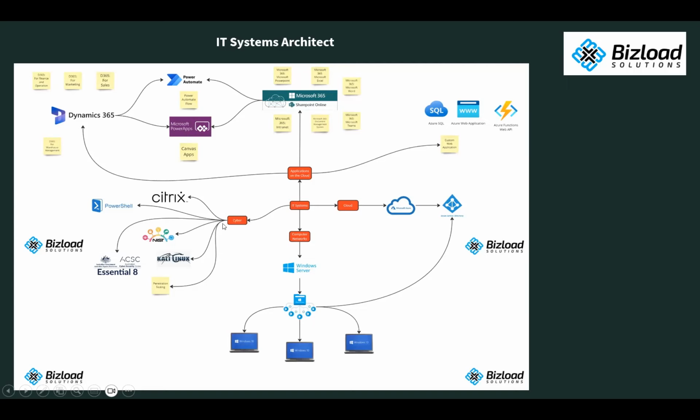And then obviously your cybersecurity, you have your Citrix box. So if you want a very secure type of virtual machine, you can use Citrix. And you can use PowerShell scripting if you want to do some scripting related to cybersecurity. You have your cybersecurity analysis, your NIST framework, your Essential 8 framework, and then your Kali Linux for web penetration testing and those types of things. And yeah, so this is a rough architecture diagram of how IT systems interact with each other.